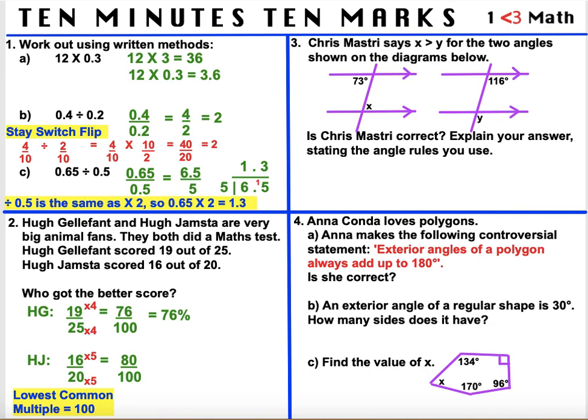So Huge Elephant got 76%, and Hugh Jamster scored 80%. So quite clearly, Hugh Jamster got the better score. So that would be a suitable explanation. Remember, on these questions, you do need to show your working out to prove who got the better score or to prove a statement correct or incorrect.